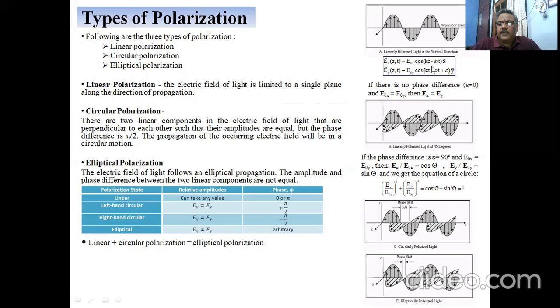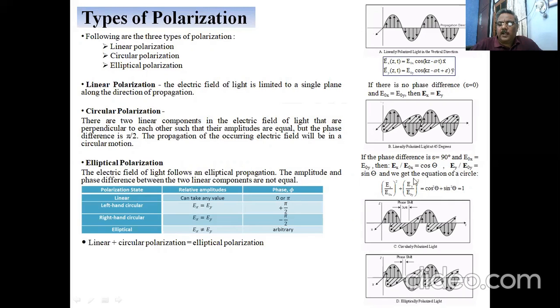If we substitute kz minus omega t as capital theta, then the first expression reduces to this one. And the second one will be reduced to this one, since I said that the phase difference is either 0 or pi. So it will be cos(theta plus pi) or cos(theta plus 0). In that case, it will be sine capital theta.